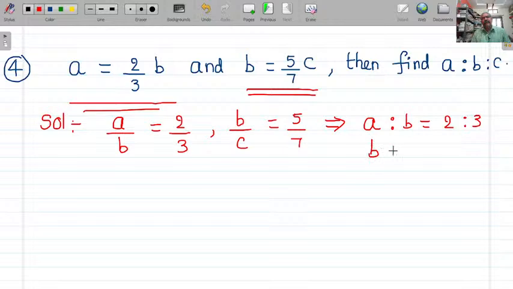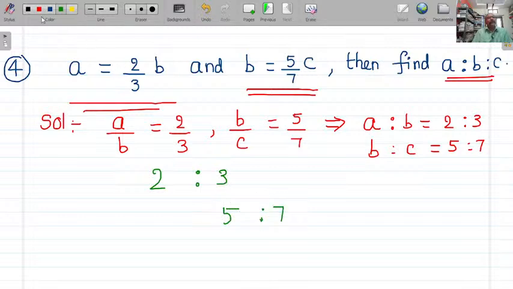Whereas B is to C is equal to 5 is to 7. That means A is to B and B is to C are both known. So now easily we can find out A is to B is to C, applying the super shortcut. Let us apply the super shortcut. How to apply? First 2 is to 3, write down. Under this, 5 is to 7, write down.